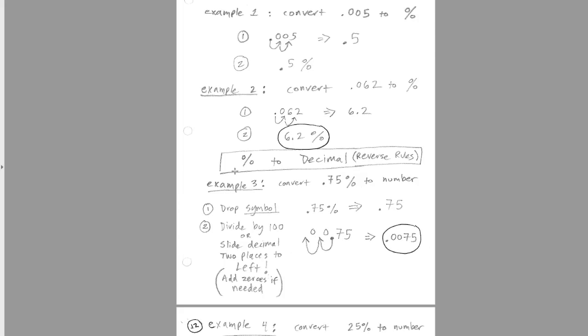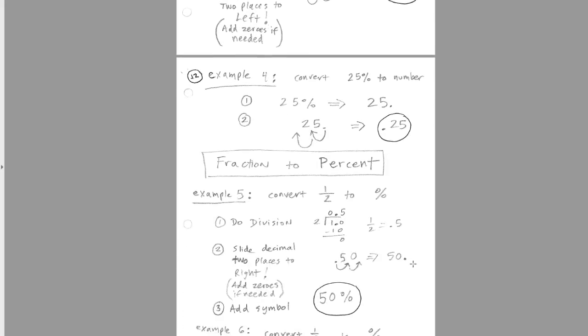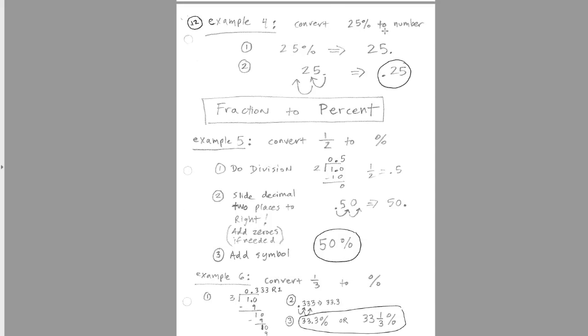Now, how about converting a percentage to a decimal? We want to convert 0.75. Well, first we drop the symbol and we get this, and now we move the decimal. We get 0.0075. How about an easy one? Convert 25% to a number, drop the symbol. Now we're going to the left, and there's the number or the decimal. Fraction to a percent, convert 1/2 to a percent. Well, first we have to do the division.